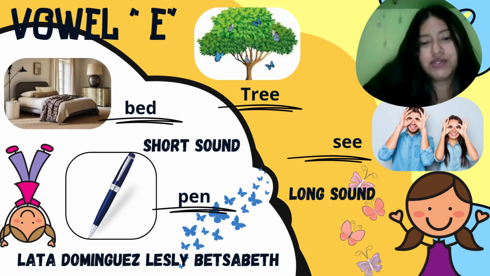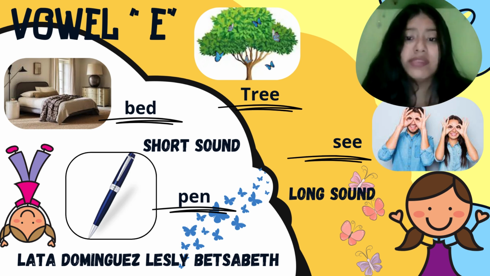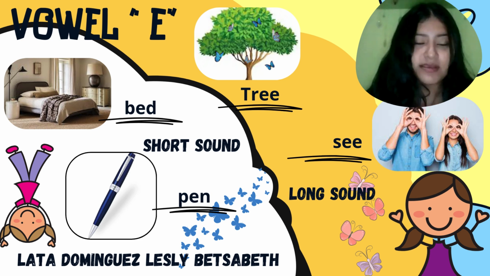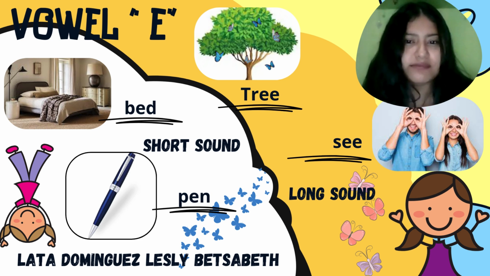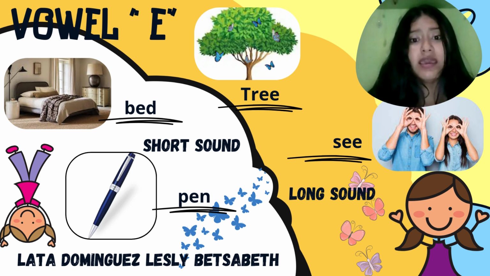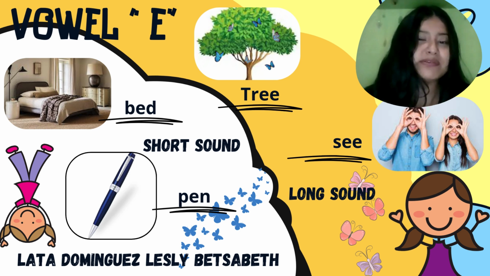Today we are going to explain another one of the five vowels. For now, we're going to talk about the letter E. This vowel is used in many words, and learning how to pronounce it correctly helps people understand us better. So, why is this important? It's important because if we use vowels correctly, we can communicate more clearly, and it's like giving a superpower to our words.